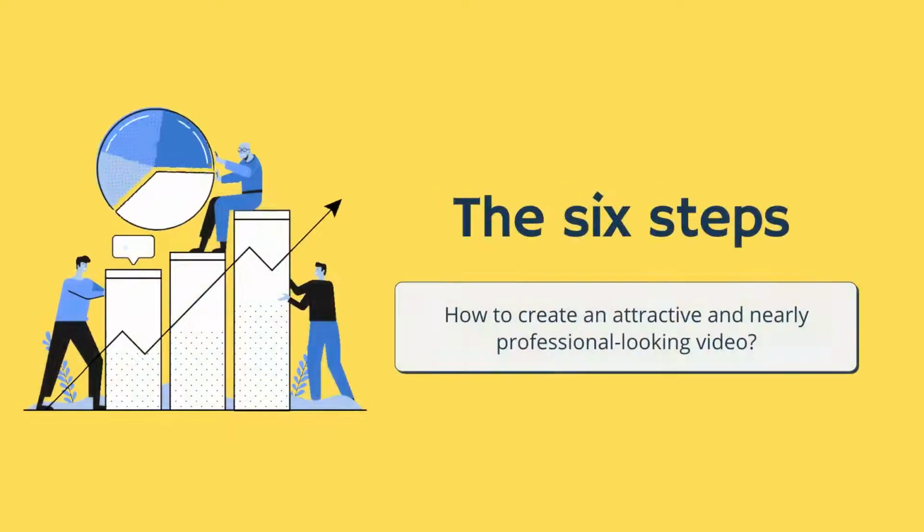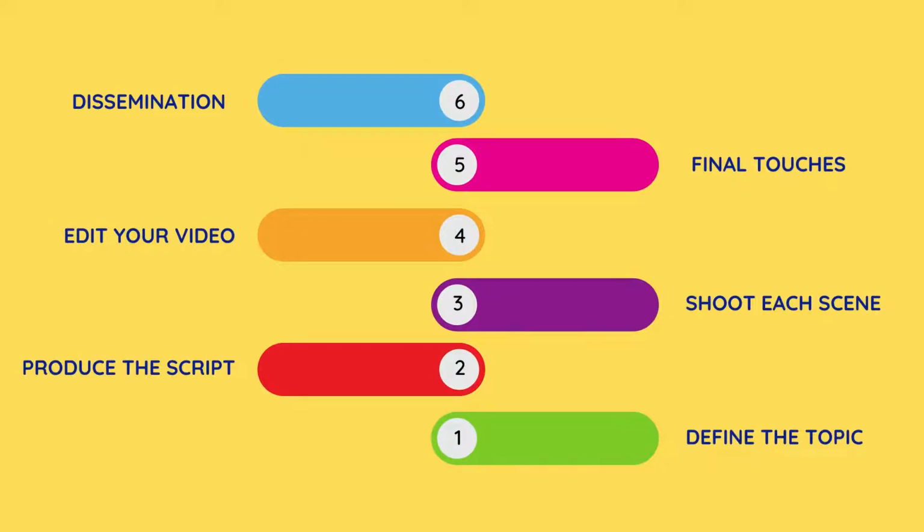An attractive and nearly professional-looking video can be created by following a 6-step approach. Definition of the topic. Producing the script. Shooting or recording of each scene. Composing and editing the video. Final touches for finalizing the video.